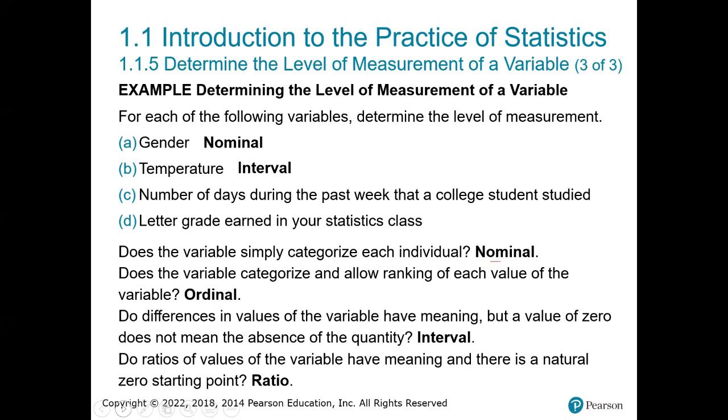C, the number of days during the past week that a college student studied. It's going to be a number, so I can calculate differences. Can I have negatives here? No, 0 means 0, so it is a ratio. And D, the letter grade earned in your stats class. A, B, C, D. It's a variable that categorizes me, but there is a ranking. A is better than a C. So that is ordinal.